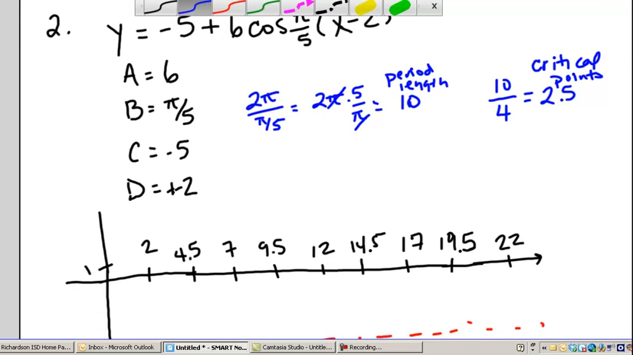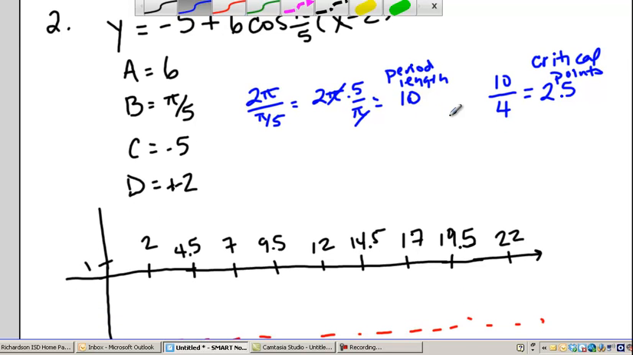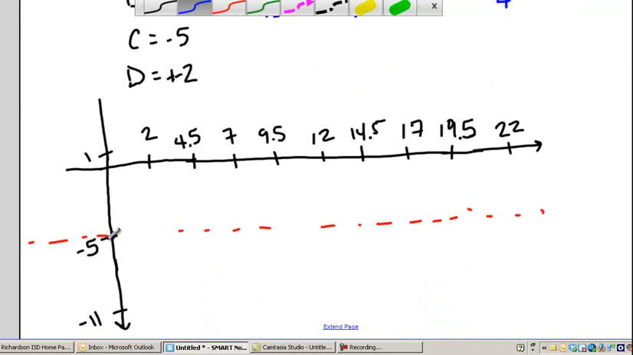Okay, so we got our period, which was 10. So that means that the cycle will repeat itself every 10 units. So it goes from 2 to 12 is one cycle, 12 to 22 is another cycle. 6 determines the distance from -5 to 1. -5, obviously, we shift our sinusoidal graph down to -5. The 2 here shifted the graph to the right. And then from here, we're good.